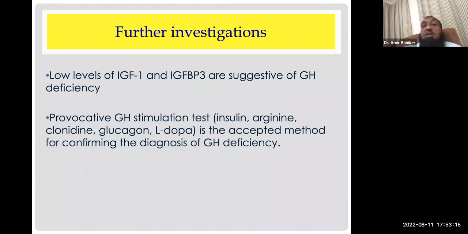Further investigations, level of IGF-1 and IGF-BP3, the binding protein. This is a bit detailed knowledge. You don't need to bother yourself with that. There is also provocation, growth hormone stimulation test or dynamic test. And this tells you about the potential response, growth hormone secretory potentials in the body of the child of interest.